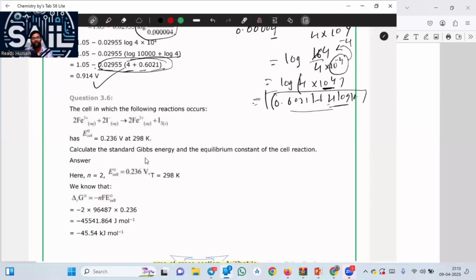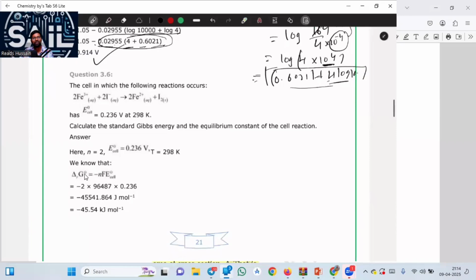What is the formula to find Gibbs energy? Just in the beginning of this class, we discussed delta G naught is equal to minus nFE naught. Right? What is the n value in this reaction?